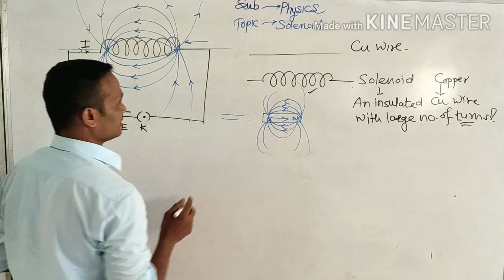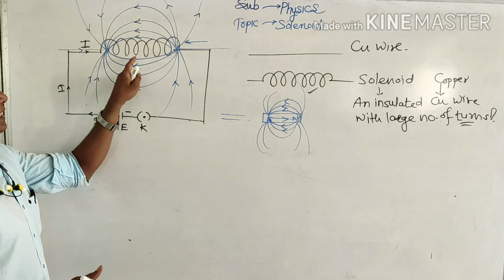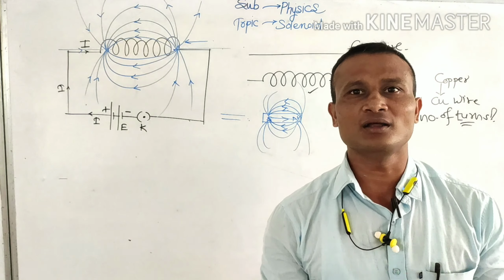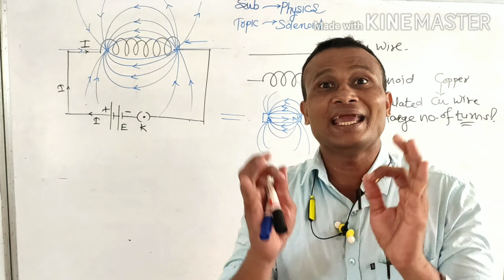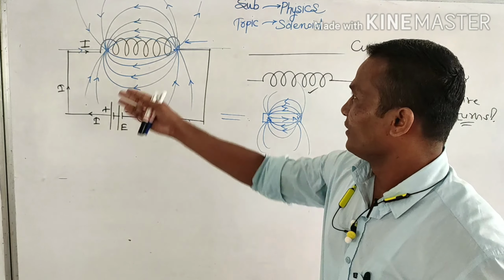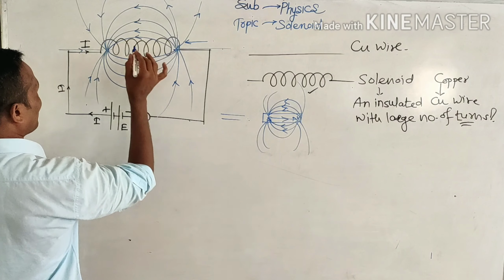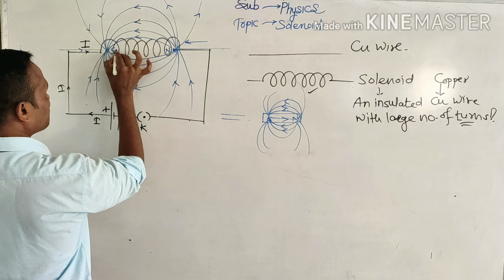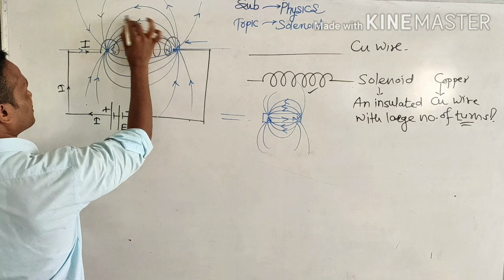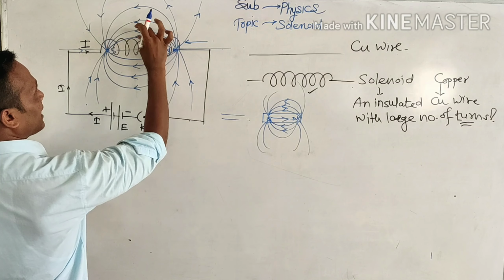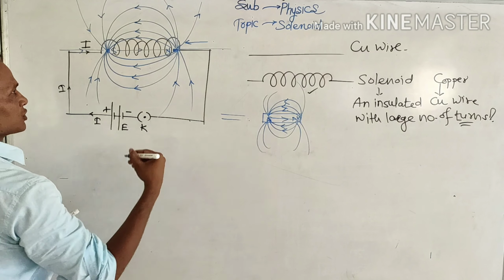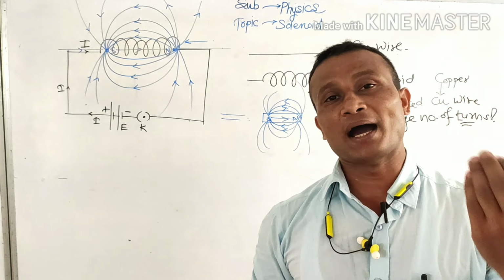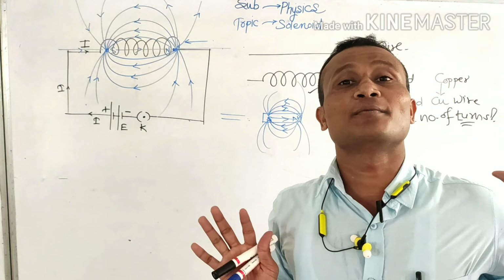So what we can consider, a current carrying solenoid is equal to the bar magnet. What we can conclude, therefore, is that a current carrying solenoid behaves like a bar magnet. So this pole behaves as a north pole, this pole behaves as a south pole, and outside north to south, inside south to north. As we go away, the spacing will increase. So we concluded that if electric current passes through a solenoid, it behaves like a bar magnet.